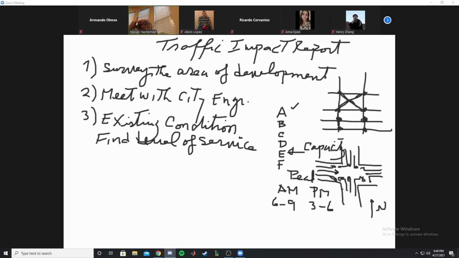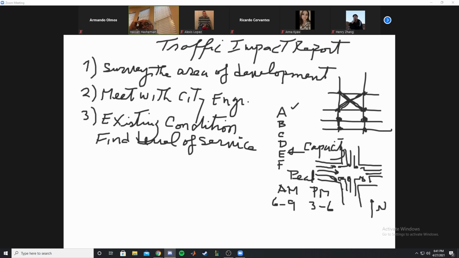That means we have more cars to go through than the intersection can handle. So cars backing up. Like the intersection we have between Valley Boulevard and Fremont, always cars backing up during the peak hour. That's the F. So we analyze these for existing condition. Existing condition means what? We still have our land over here and we haven't done anything yet. So we want to know what is the current condition.